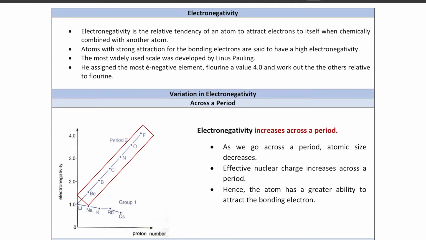Okay, first you need to understand what is electronegativity. Electronegativity is the relative tendency of an atom to attract electron to itself when chemically combined with another atom. Ini bermaksud electronegativity ni adalah ability atom tu untuk tarik elektron ke arah diri dia sendiri apabila combine dengan another atom. So ingat, ability untuk attract electron toward itself. And then atoms with strong attraction for the bonding electrons are said to have high electronegativity. Kiranya kalau atom tu dapat menarik elektron dengan kuat, dia dipanggil sebagai atom yang ada high electronegativity lah.